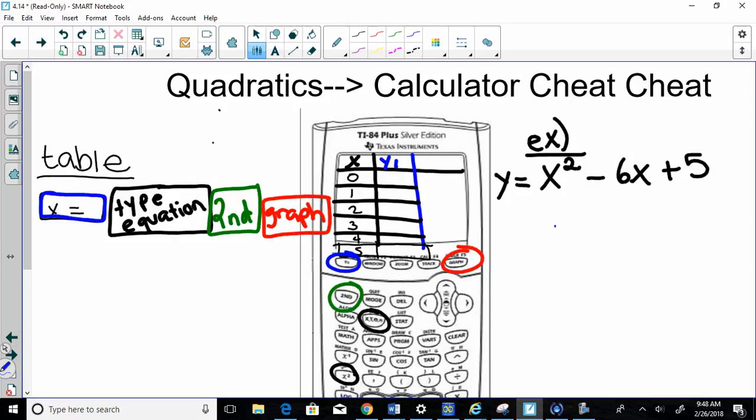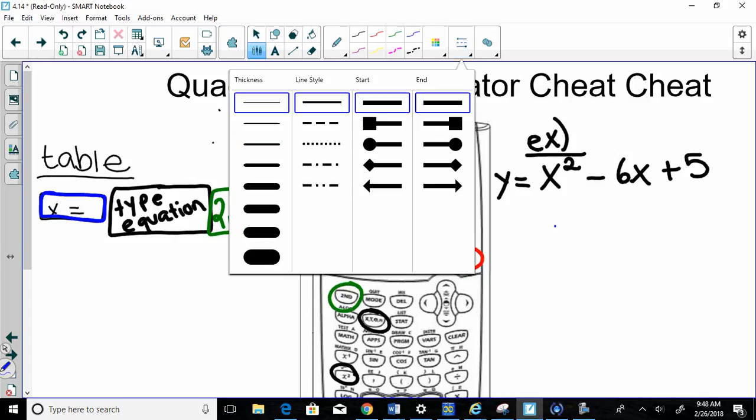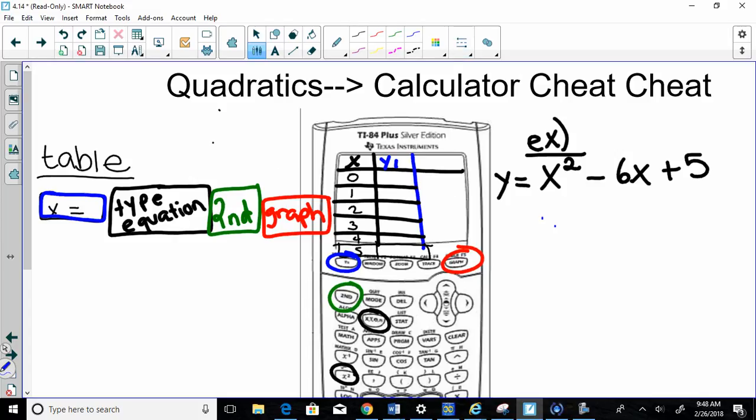Okay, so when you look at the graph, right? Let's fill this in. When x is 0, what's your y?